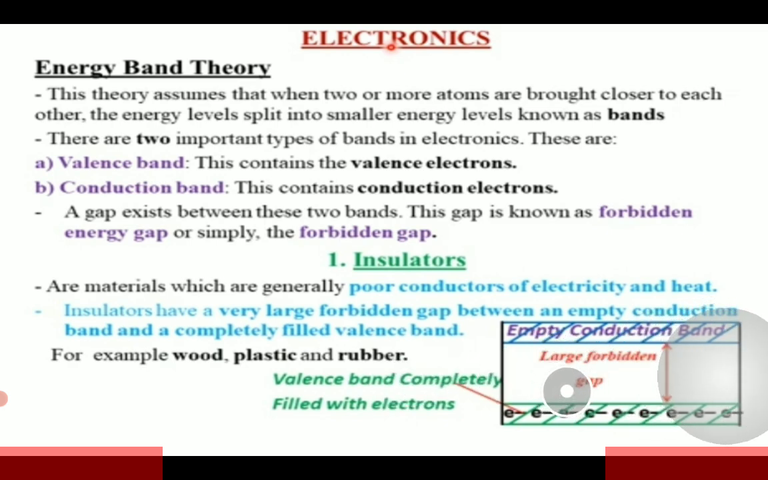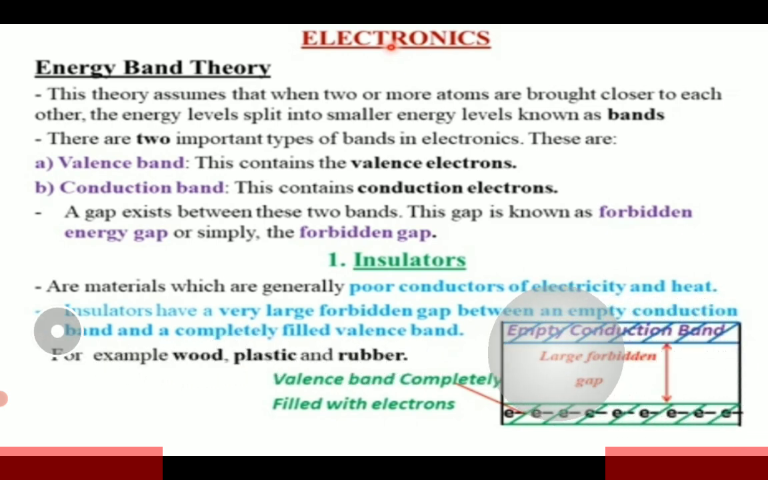So why insulators don't conduct electricity is entirely because their forbidden gap is too large. So electrons cannot jump from the valence band through the forbidden gap to the empty conduction band. This gap is too wide.